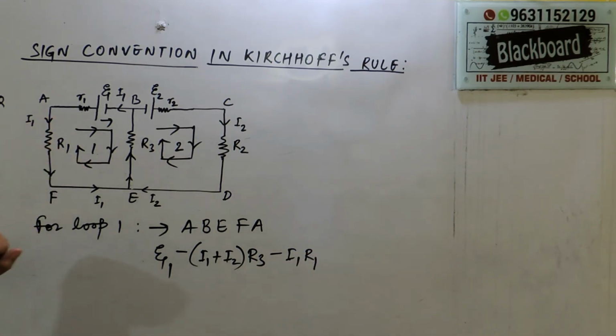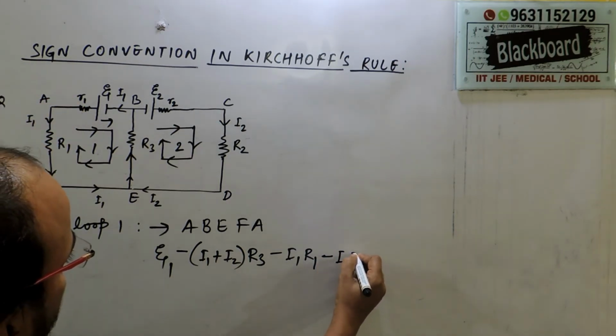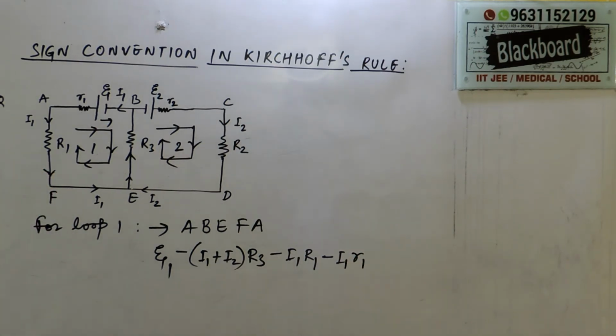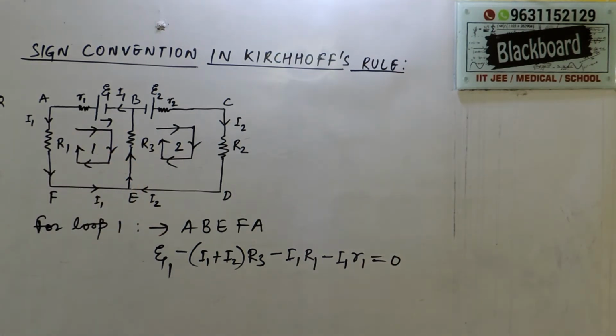And here for internal resistance of the battery, again for internal resistance our direction is rightward, this is leftward. तो इसके लिए भी लिखेंगे minus I1 r1. Internal resistance is denoted by small r1, and this equals 0 because the algebraic sum of EMF and IR drop of a closed loop is kept equal to 0. And apply the same concept for loop 2.